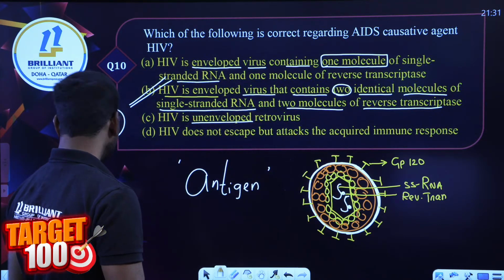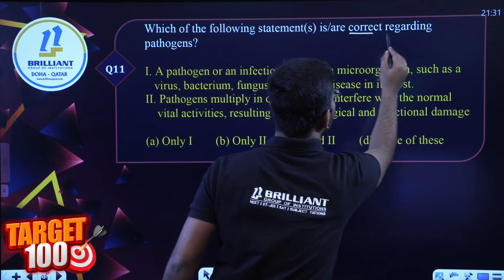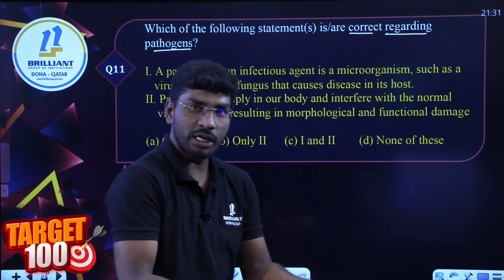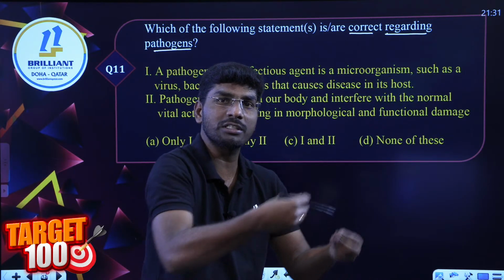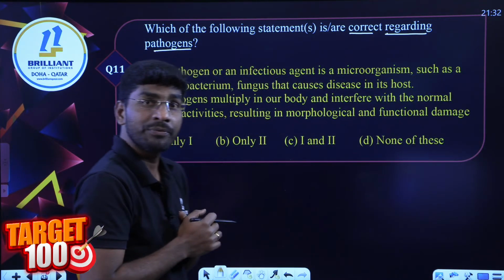What is the next question? Question number 11. Which of the following statements are correct regarding pathogens? Pathogens, disease causing microorganisms, disease causing living particles. What is the correct statement? Anyone of you?